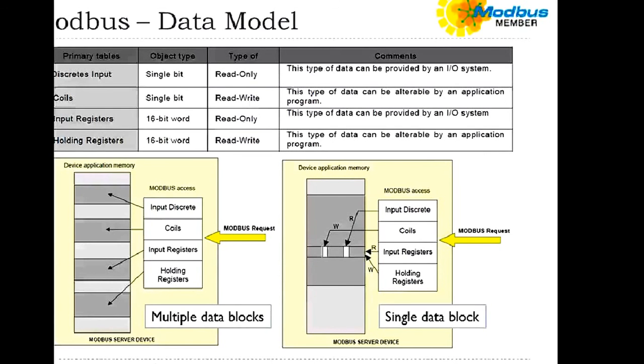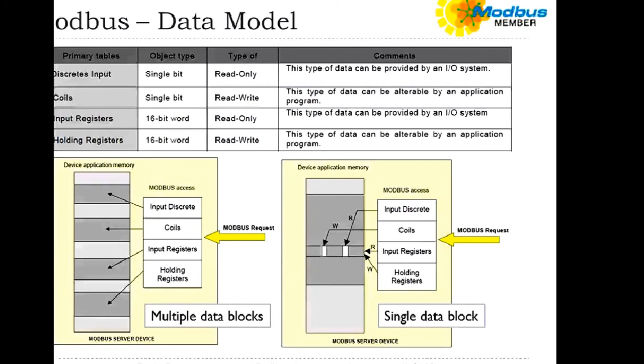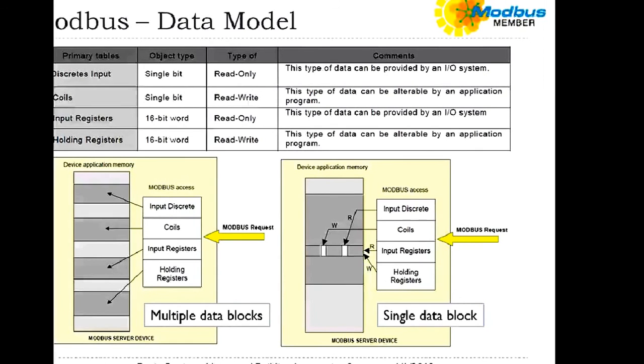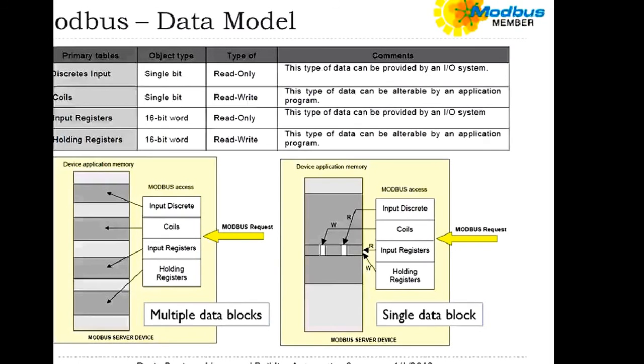The difference is that the input register comes from an input-output system, while the holding register usually is written by an application. And they can be overlapping. So for example, in this case, this device, this is the memory of a Modbus device, maps the discrete inputs, the coils, the register, and the holding register in different memory zones. So when a request comes, depending on the function code, on the type, it will be setting values in different parts of the memory. And this will correspond to some action on the device.